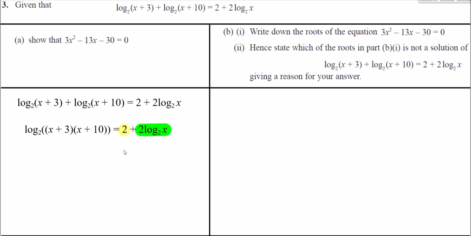power. 2 squared is 4. So in terms of log base 2, 2 is the same as log base 2 of 4. And again, using another law of logarithms, if there's a coefficient at the front of a log, that's the same as putting the coefficient on top of this variable to that particular power. So 2 log base 2 of x is the same as log base 2 of x squared.